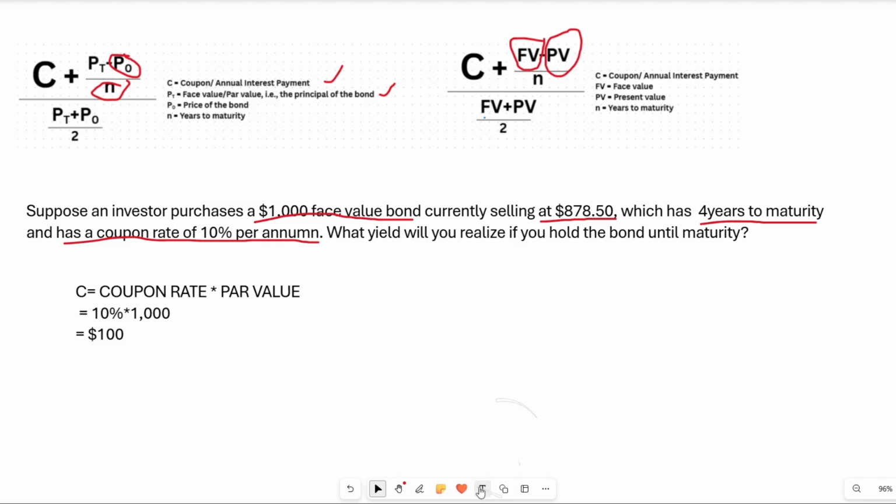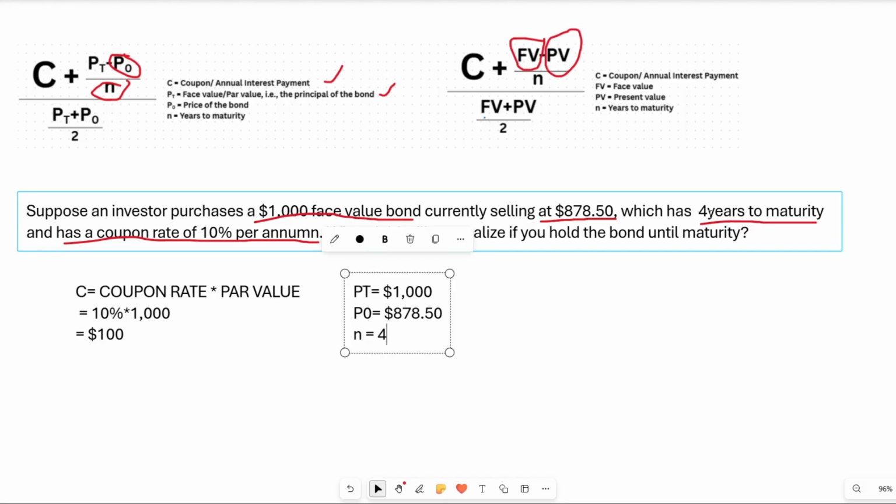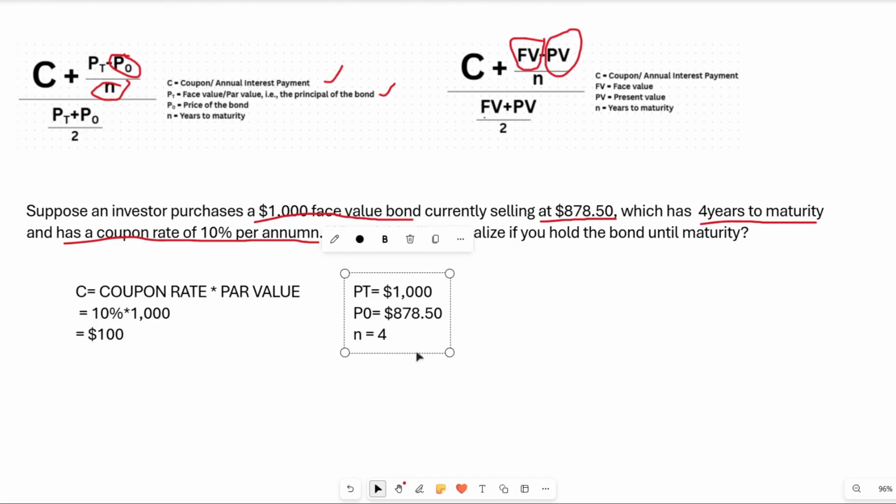The second variable that we need is our PT, which is our face value. So our face value from the question is $1,000. Then the next variable we need is P0, which is the price of the bond, the fair price of the bond, which is $878.50. And our last variable is our number of years, which we can see from here, 4 years to maturity. So we have our variables intact.